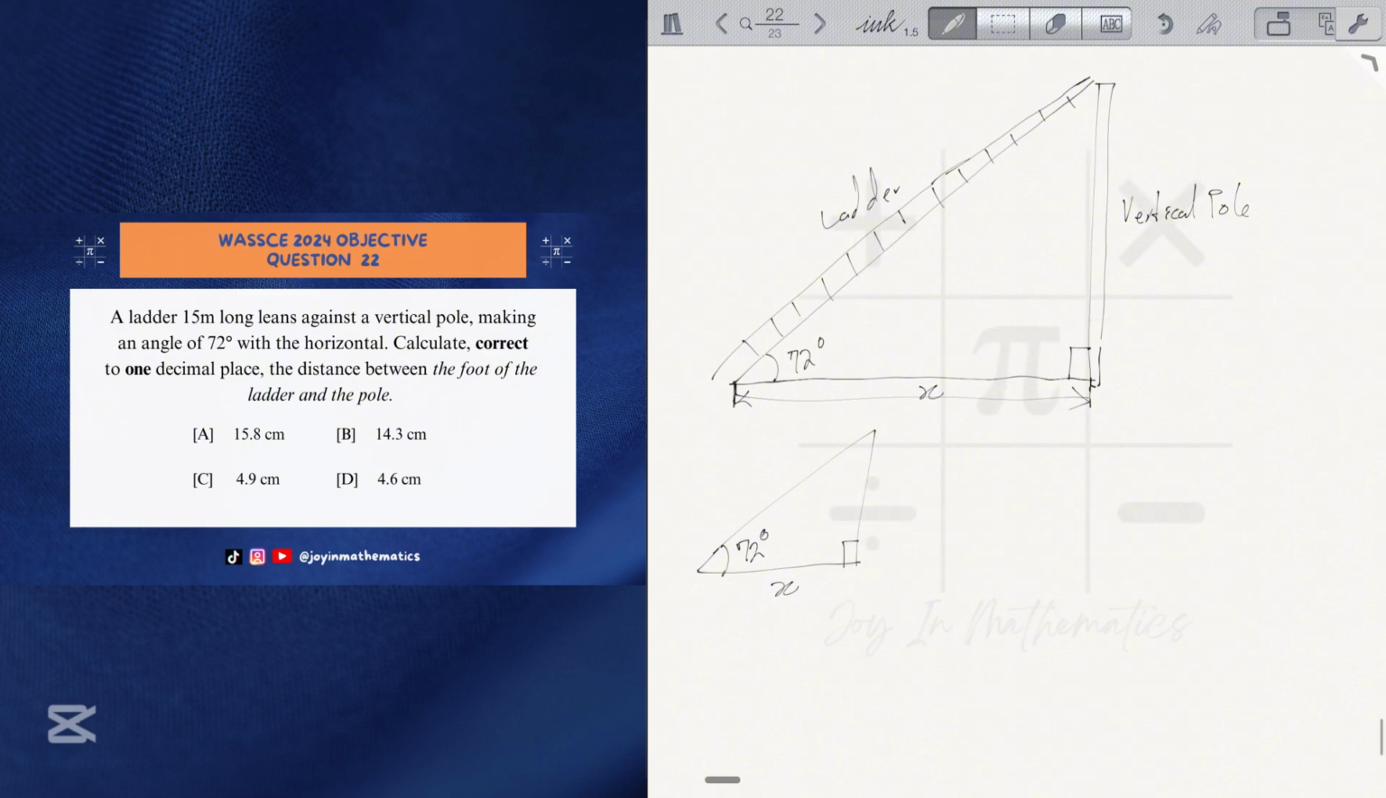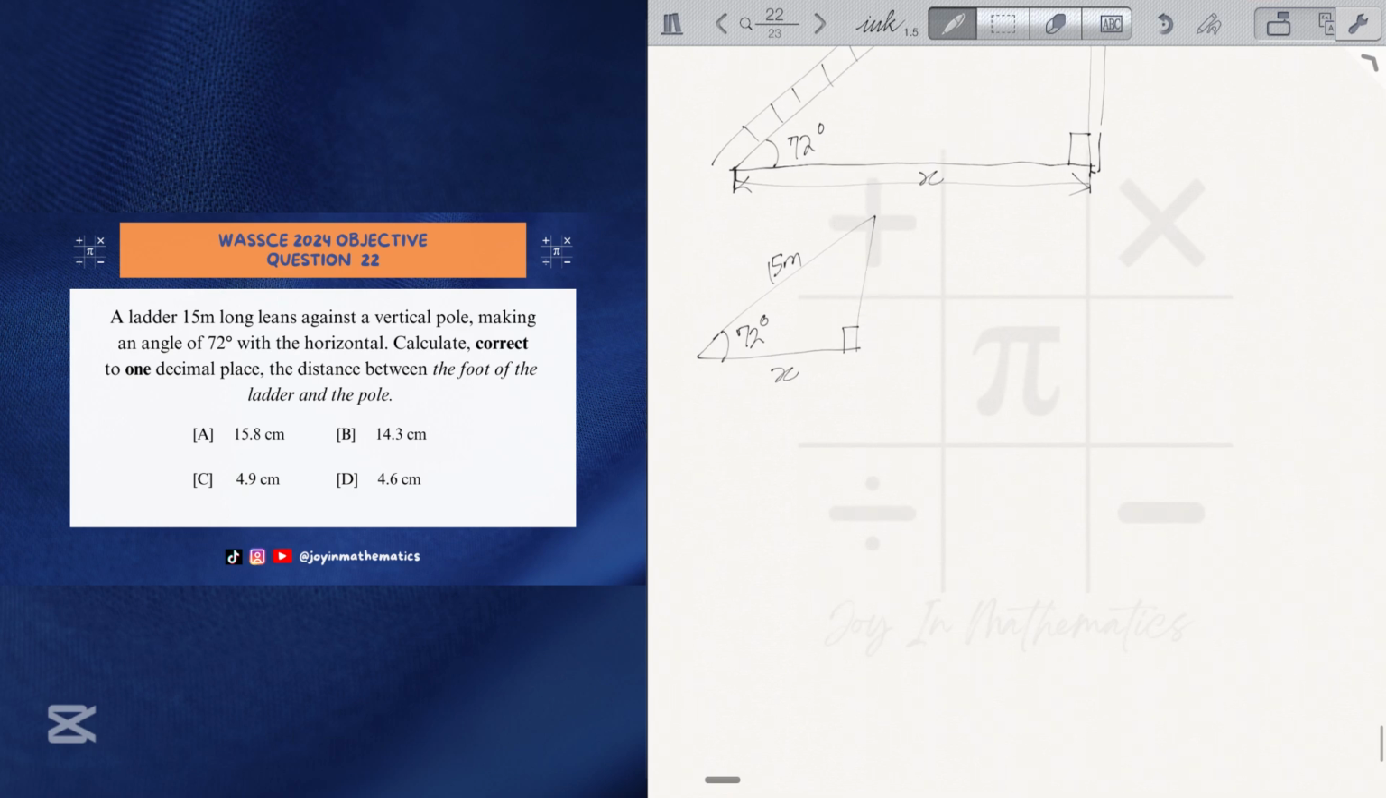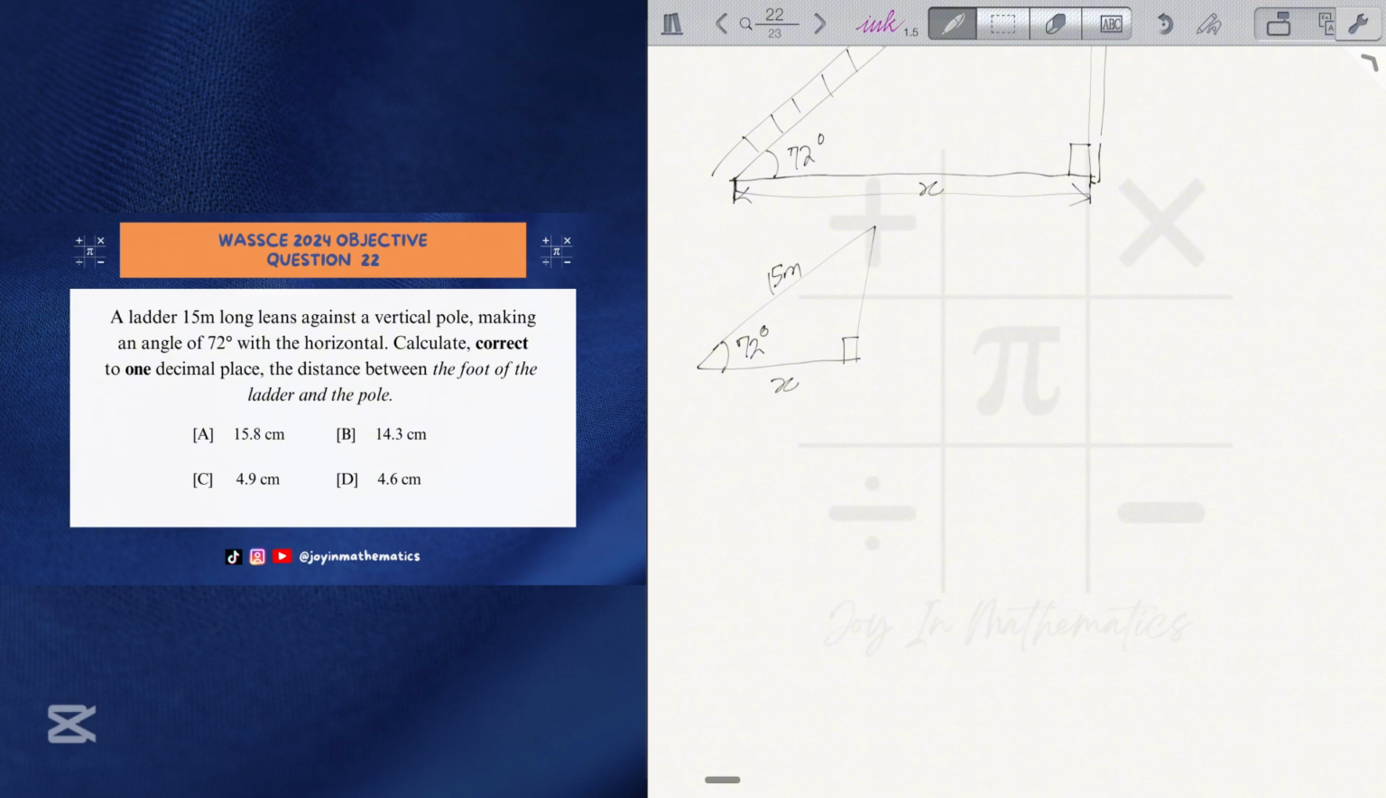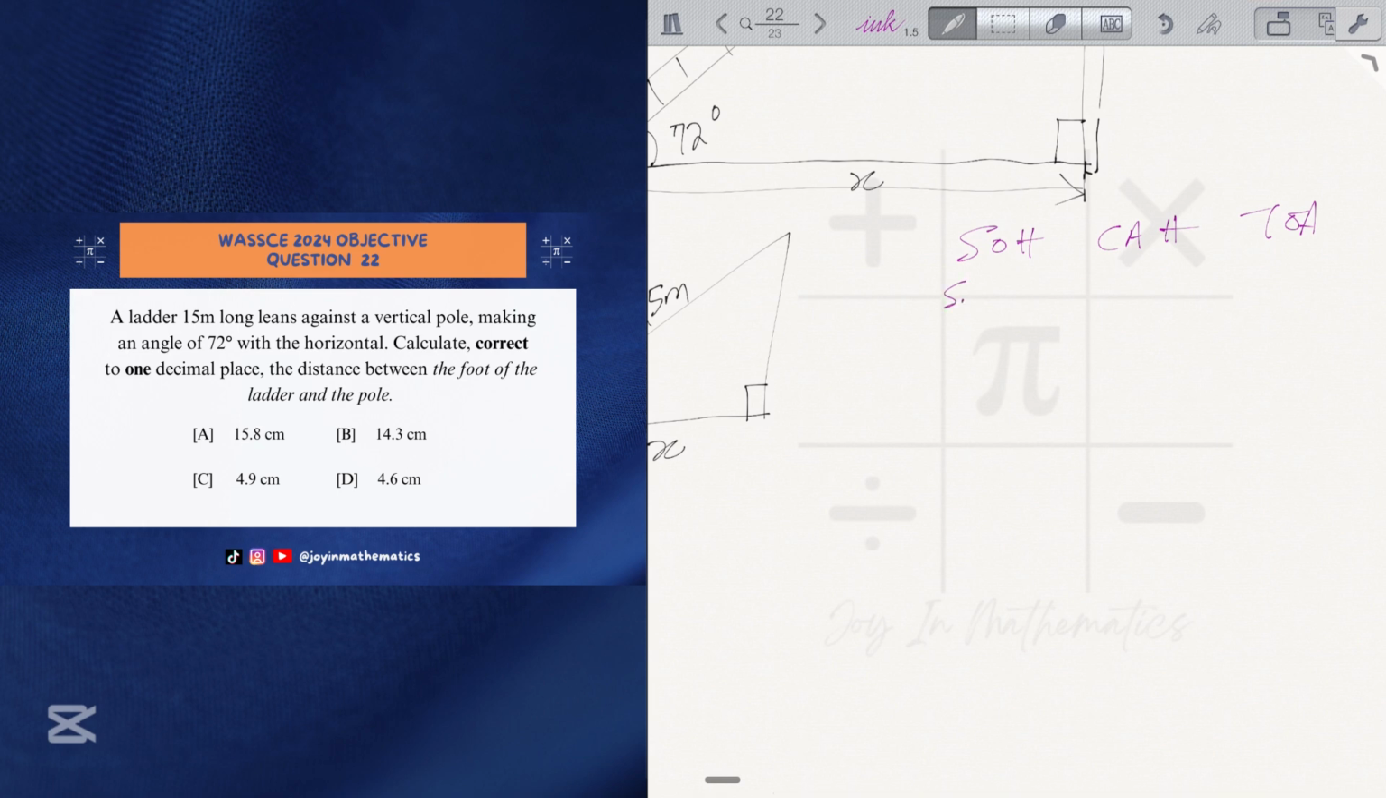Now, one important thing: the ladder is 15 meters long. You can see it in the first line of the question. So this is 15 meters and we are looking for x. Now let's focus on what we have here. If you recall, in our trig lessons on SOHCAHTOA, sine is opposite over hypotenuse, cos is adjacent over hypotenuse, and tan is opposite divided by adjacent.